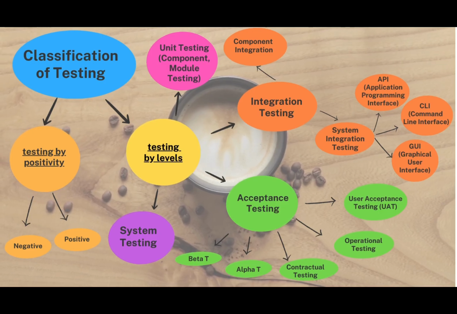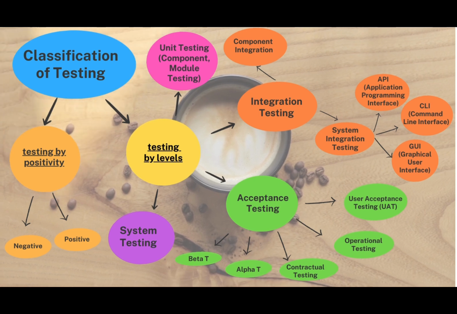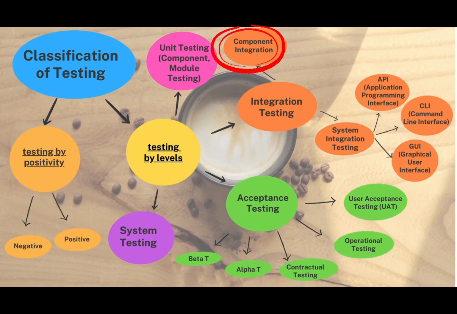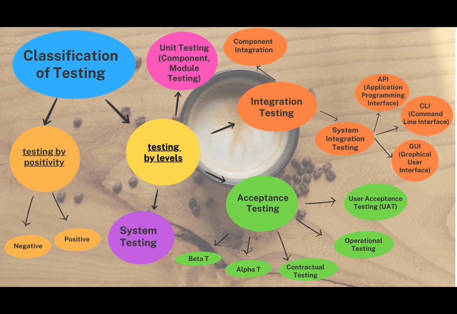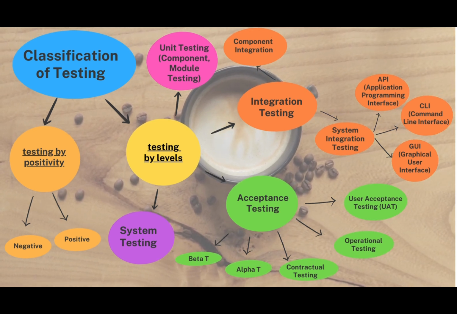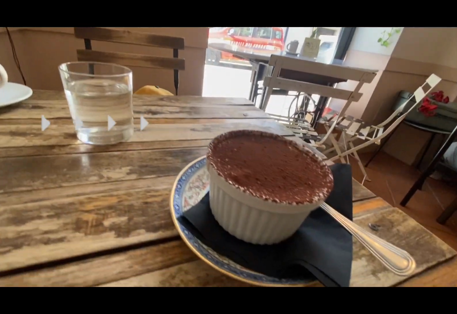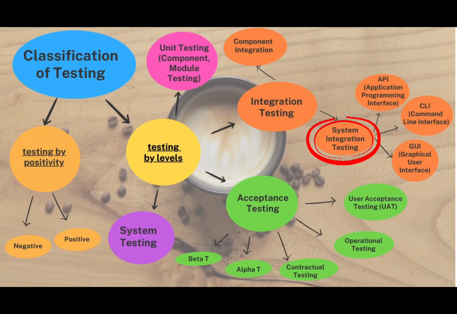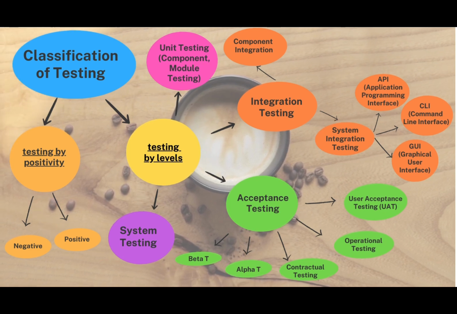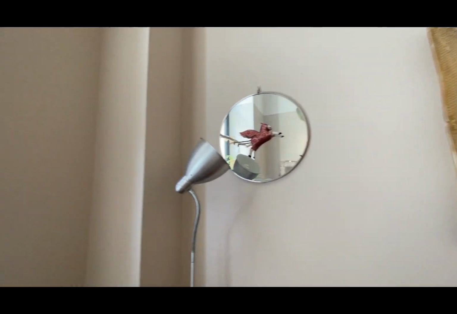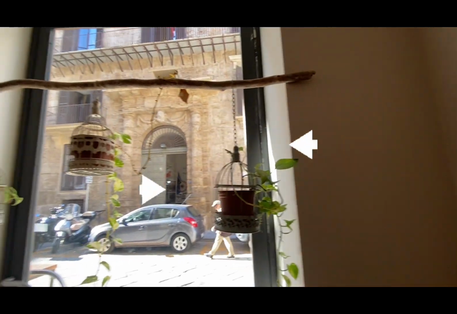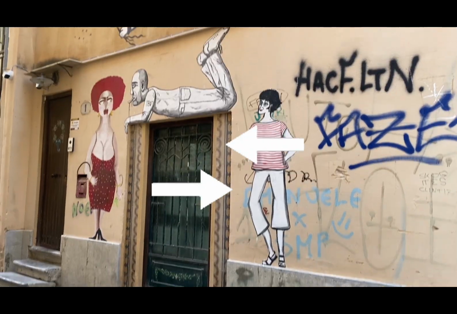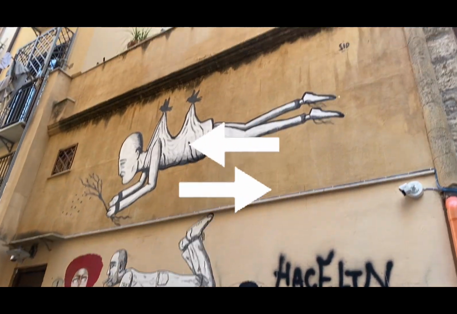Also, there are two types of integration testing. Component integration testing examines how individual modules of an application interact with each other. Next, system integration testing involves testing the interaction between all components of the system, or the interaction between different systems, or testing interfaces where each system interacts.